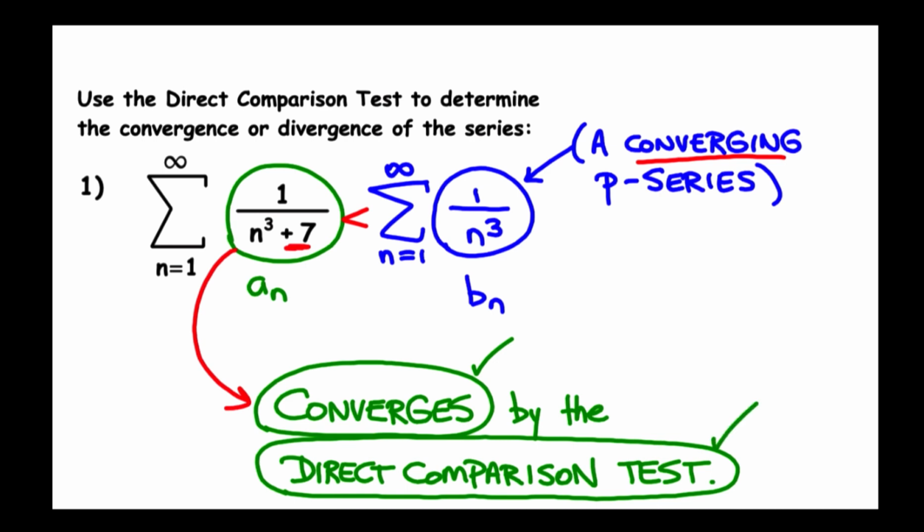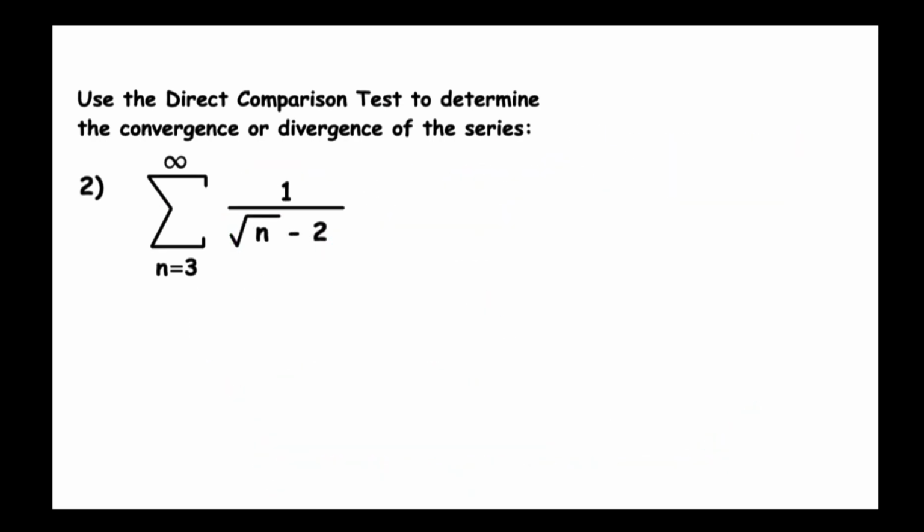All right, number 2. Again, this doesn't look like anything that we've done already. It's not geometric. Telescoping is not going to work. Clearly, we have to do something different. So again, we consider this to be A sub n. Let's make up a B sub n that we can compare it with. And I would vote for 1 over rad n, or 1 over n to the half, which is what that is.